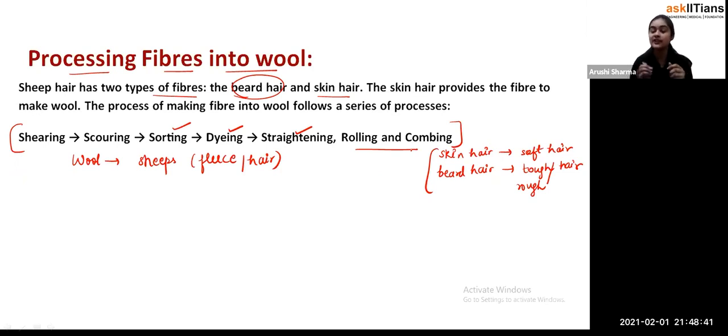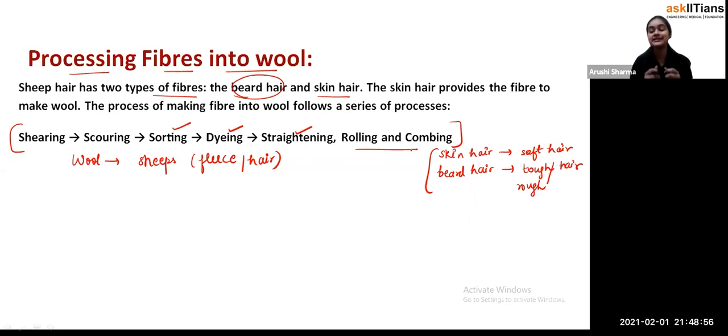like the texture, we can say. Then we sort them, we find out whatever is good stuff, and we separate the other part. After that we dye. Dye means if the wool is white, but we want wool of yellow color, so we dye it.